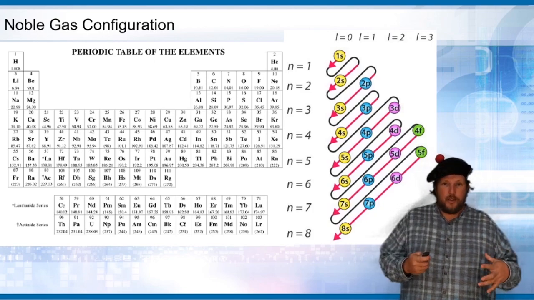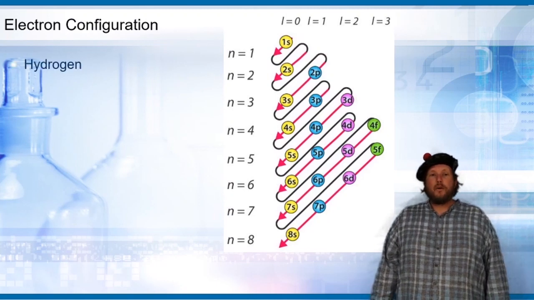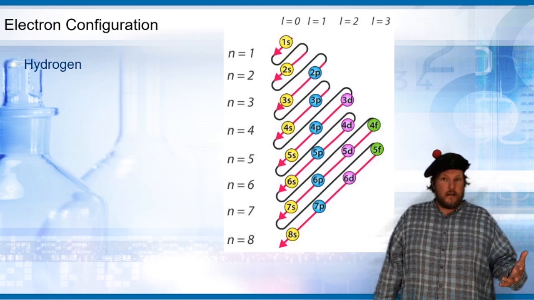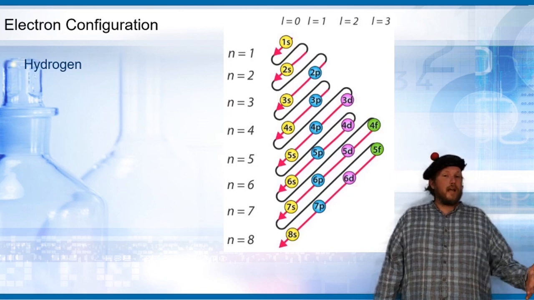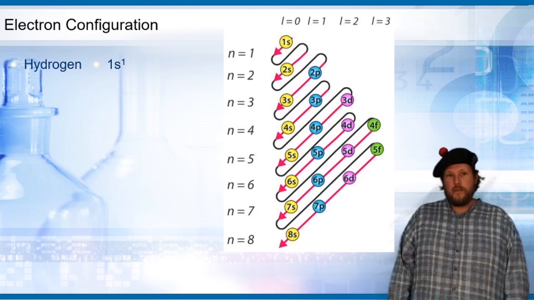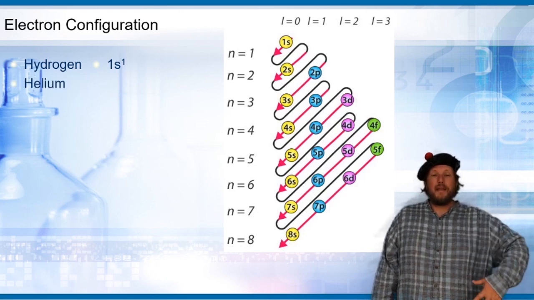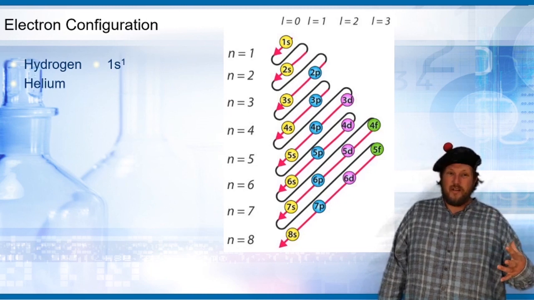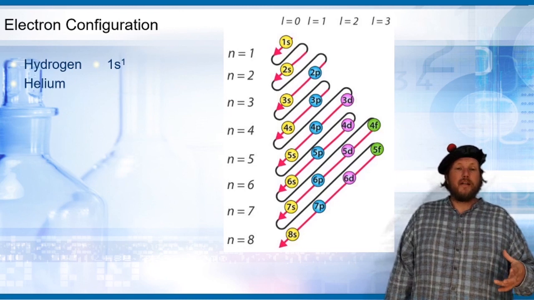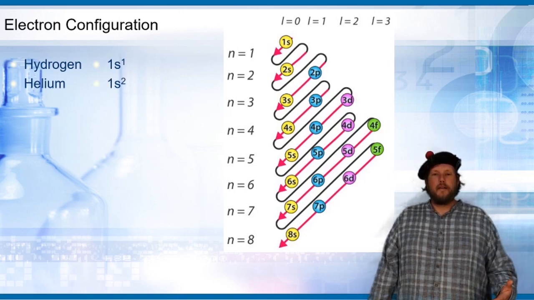So let's actually do those ones that we just did, but do them with the noble gas configuration. So what's the noble gas before hydrogen? There is none. It's the first element, so its electron configuration doesn't change, 1s1. What about helium? Helium is the first noble gas, and so its electron configuration does not change, but everything after helium would.